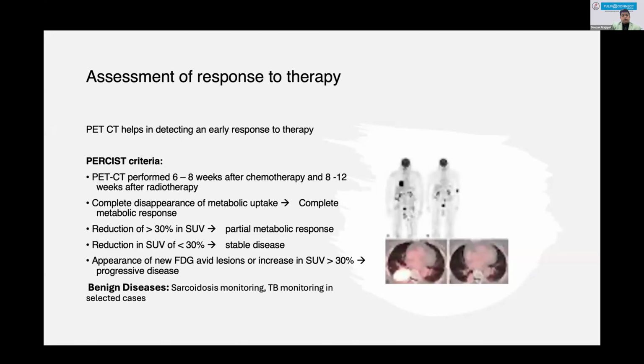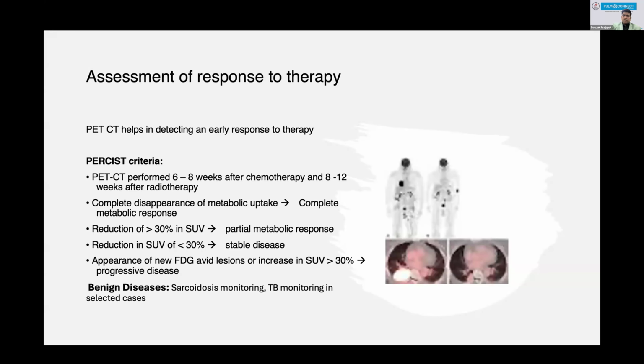Then the role of PET-CT is also there in the assessment of response to the therapy. It helps us in detecting an early response to therapy. There is a criteria called PERCIST criteria for malignancies. The PET-CT is performed 6 to 8 weeks after chemotherapy and 8 to 12 weeks after the radiotherapy, and if there is a complete disappearance of metabolic uptake, we call it the complete metabolic response.